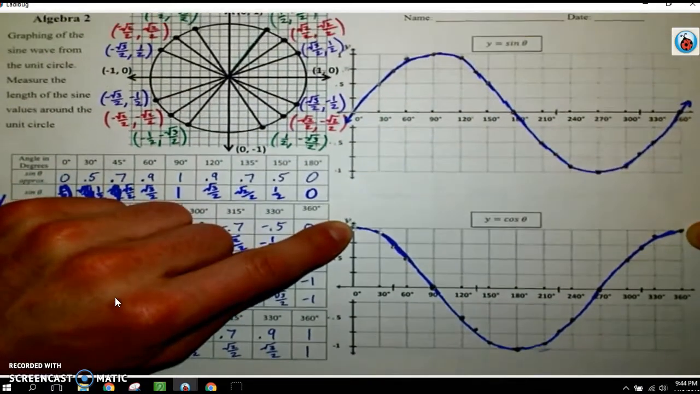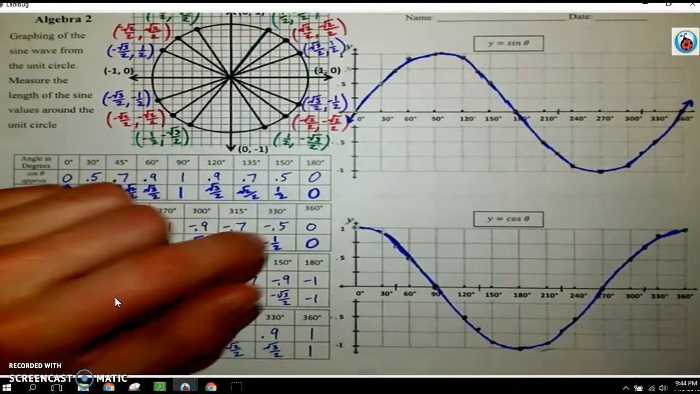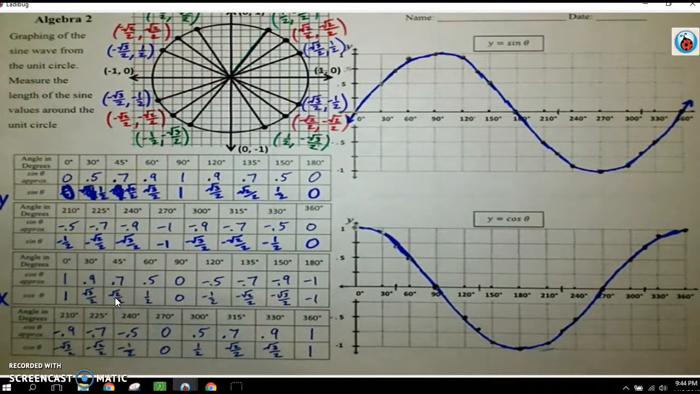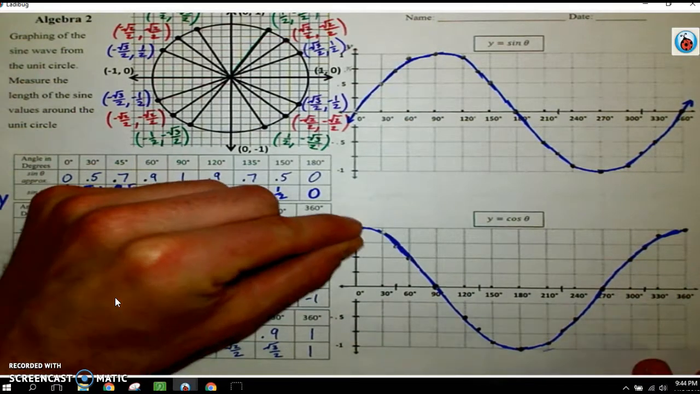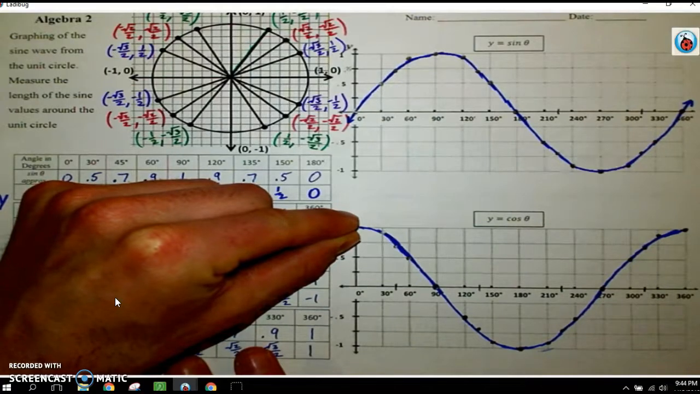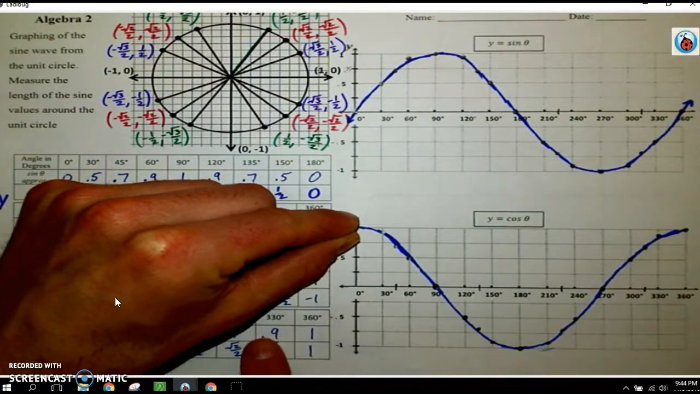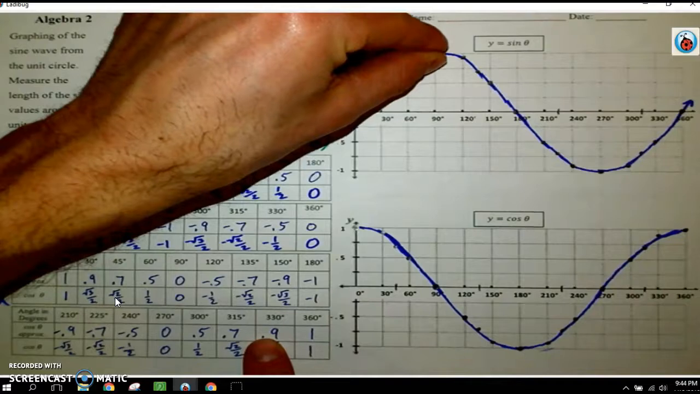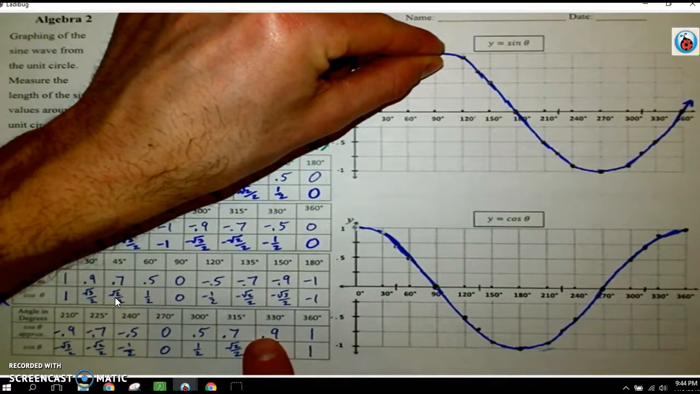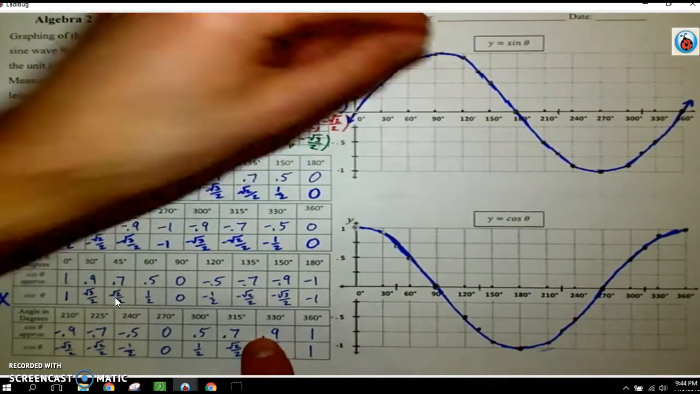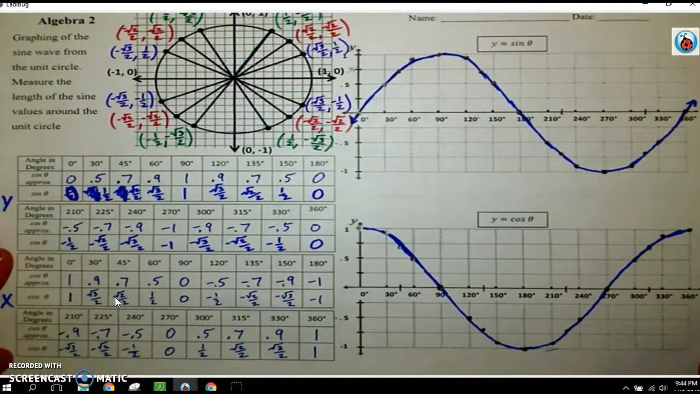So you'll notice that these are very, very similar. In fact, it is the same exact shape. The only difference is that they are shifted slightly. If I were to pick up this piece and move it along with this entire graph up to this point right here at 90 degrees for sine, there would be a perfect overlap of these two functions and these two graphs.